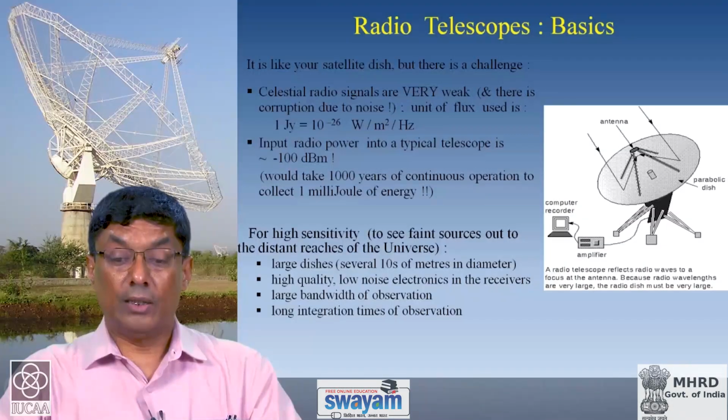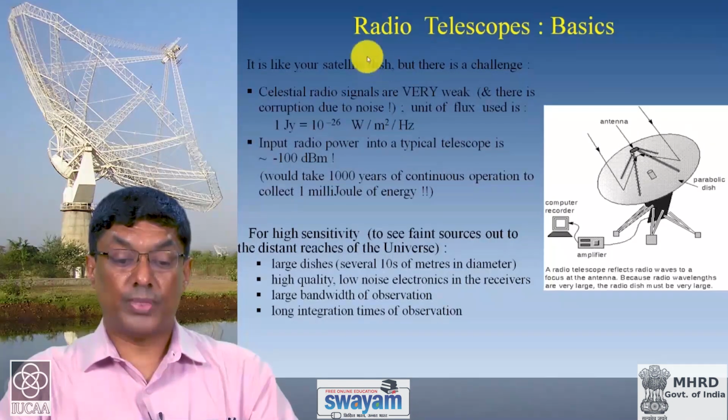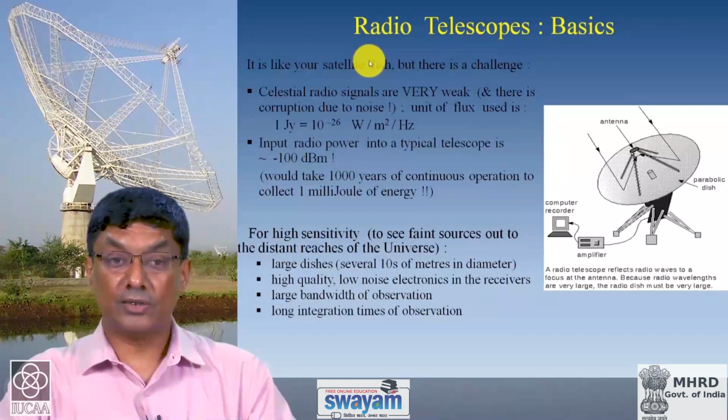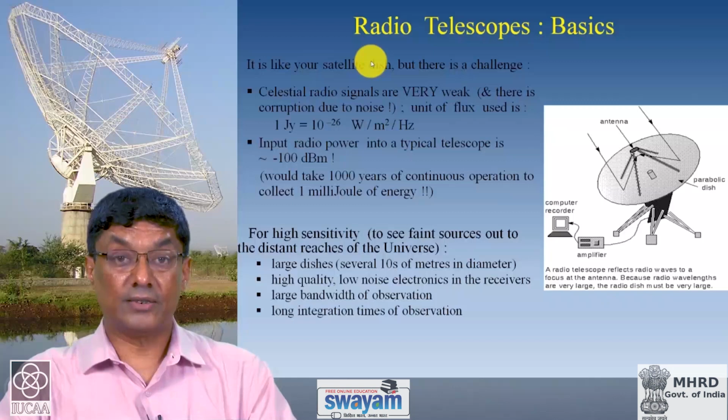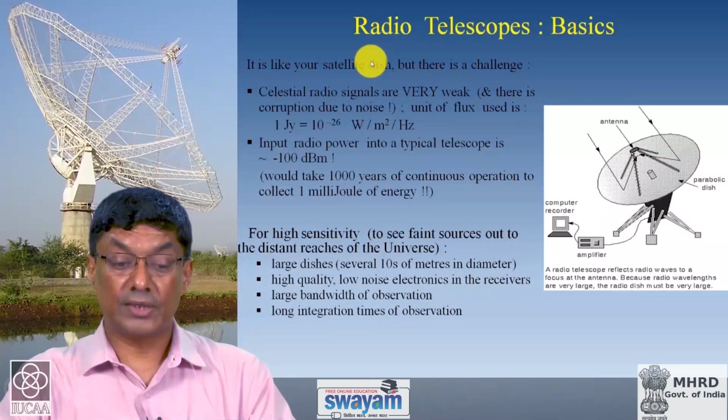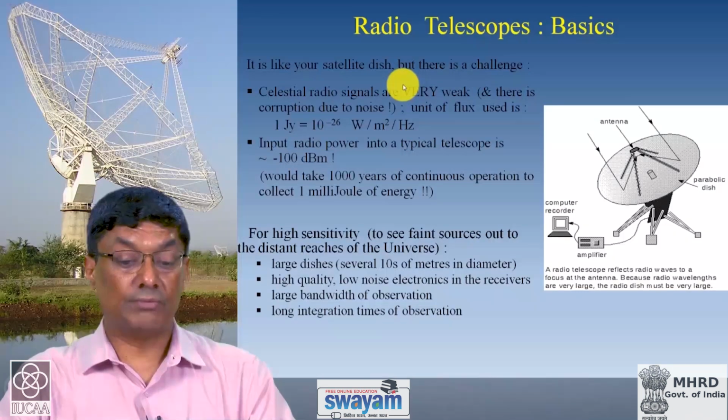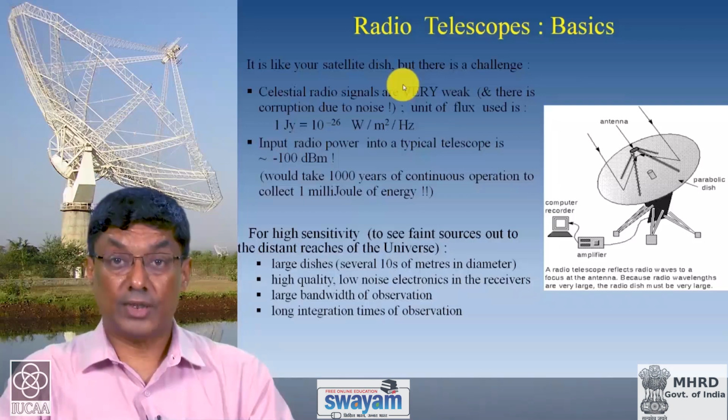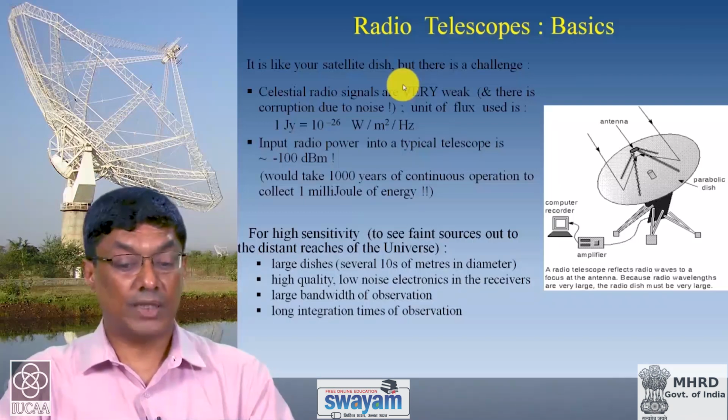So, in a very basic sense, a radio telescope is no different from your favorite satellite dish with which you receive your TV channels, but there is an important difference, which is the fact that unlike the man-made signals which the satellite is sending down to your satellite receiver dish, the celestial signals that we are trying to detect are very weak. And in addition to that, there is corruption of the signal due to noise that is picked up by the electronics of the receiver system as well as from the environment.